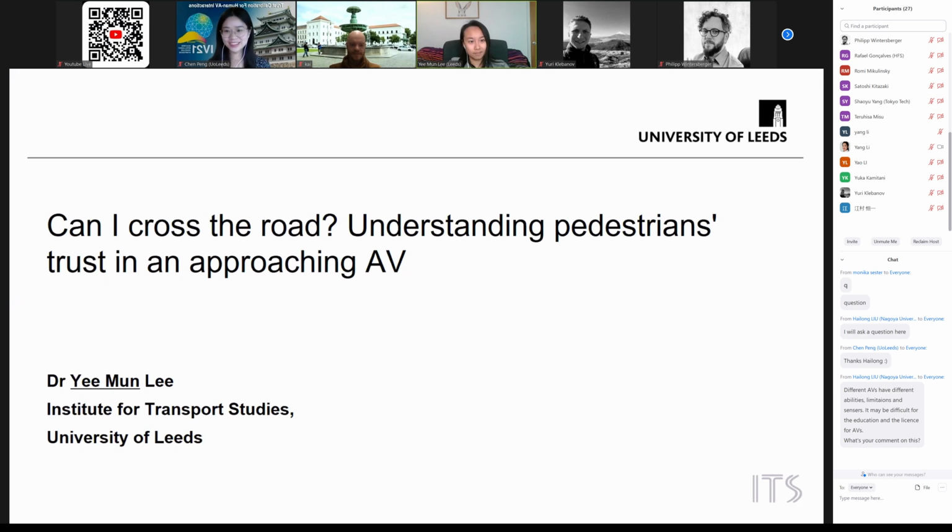I'm Yee Mun, and that's my first name. Today, instead of focusing on anything on board, I'm focusing on the external road users, mainly talking about pedestrians' AV interactions from the outside perspective, the kind of studies we've done within Interact as well as in Leeds, and providing a summary of what we know now, and what the next step should be in terms of future research.